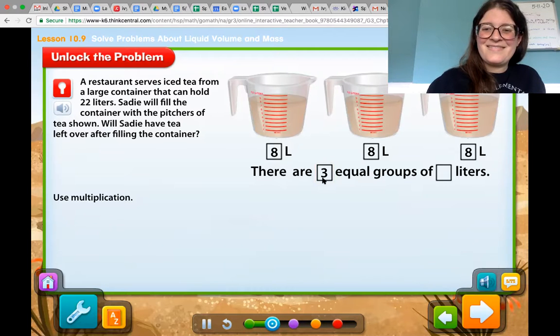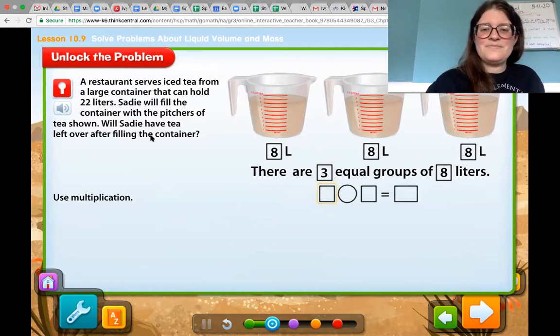There are 3 equal groups. How many liters are in each group? So 1, 2, 3 pitchers. There are 8 liters in each group. How can you write the multiplication sentence? So what do you think is going to go here? I'm going to guess it's 3. And then what would we write right there if we're using multiplication? Would we put a plus sign or a times sign? Multiplication. Let's find out what they say.